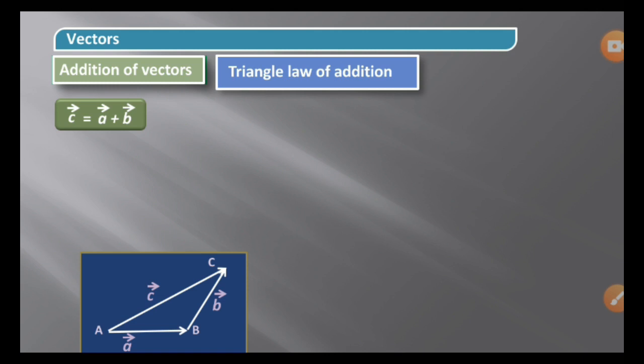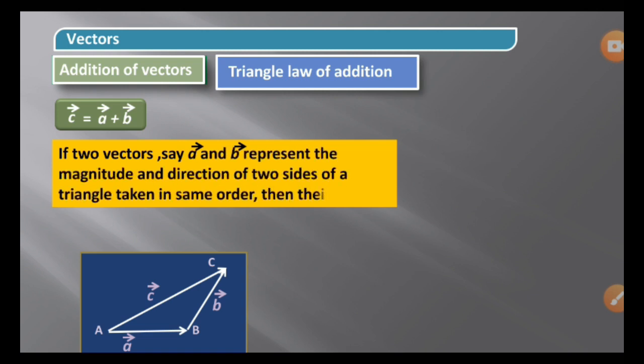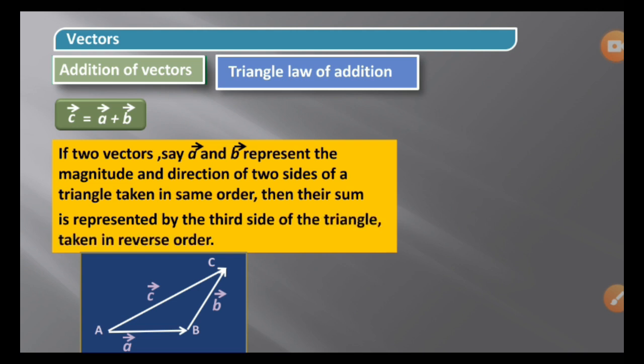Then we will study the triangle law of addition. Let us start with the statement of this law. If two vectors, say a and b, represent the magnitude and direction of two sides of a triangle taken in the same order, then their sum is represented by the third side of the triangle taken in reverse order.